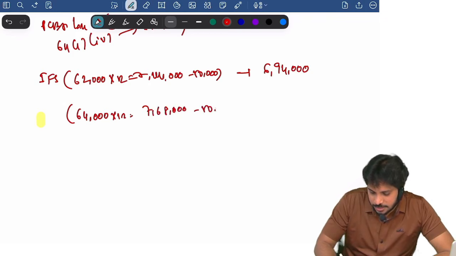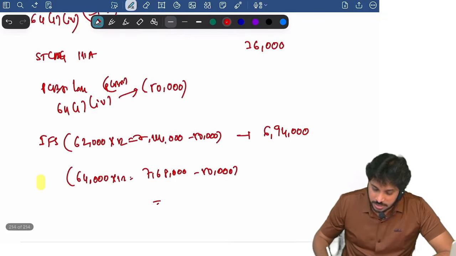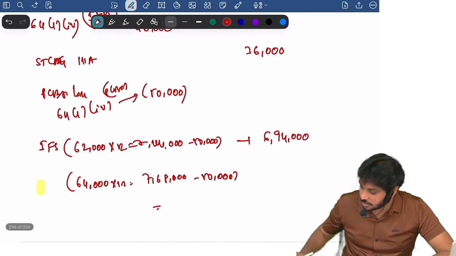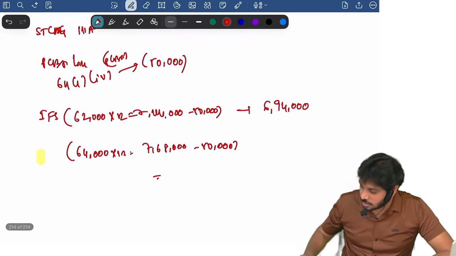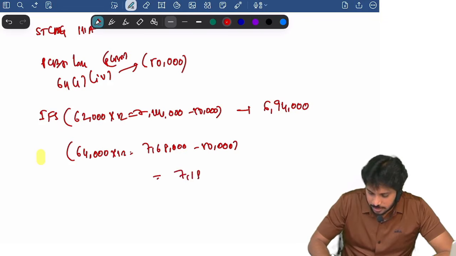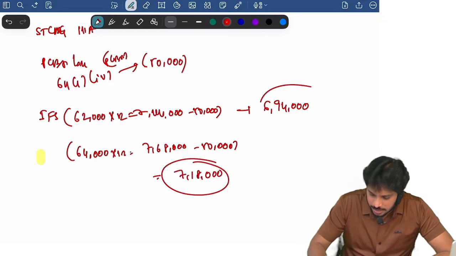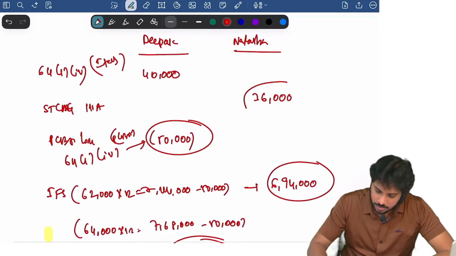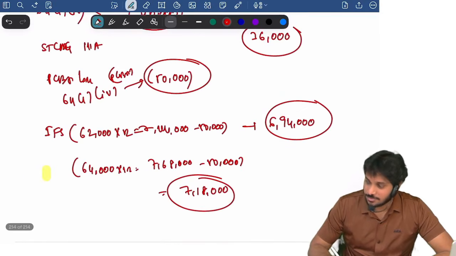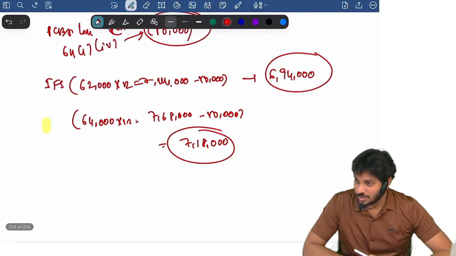7,68,000 minus... Deepak is also eligible for standard deduction. Correct? Now how much is Deepak's income from salary? 7,18,000. Correct? So this is salary income, this is Natasha's income. Correct? Oh my god, there's a twist here. Okay, fine, I'll tell you.